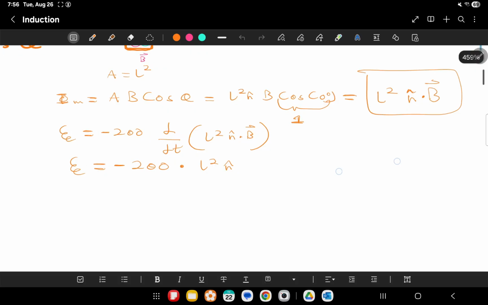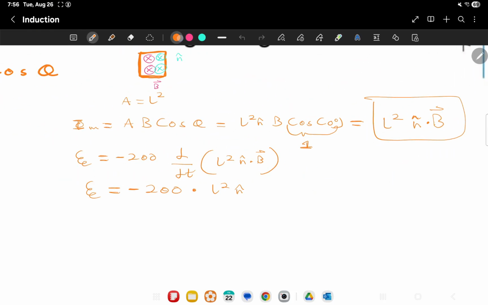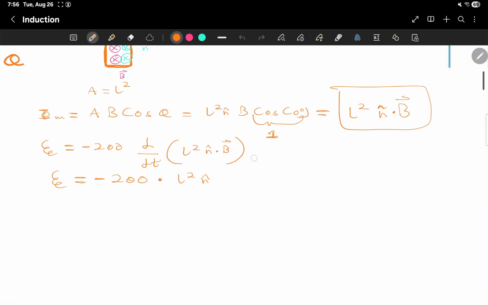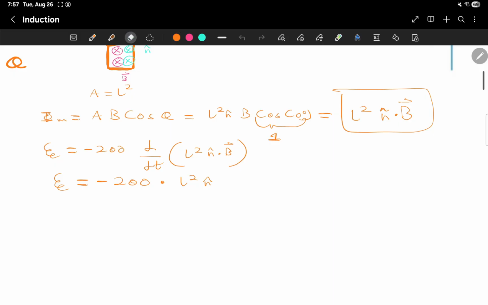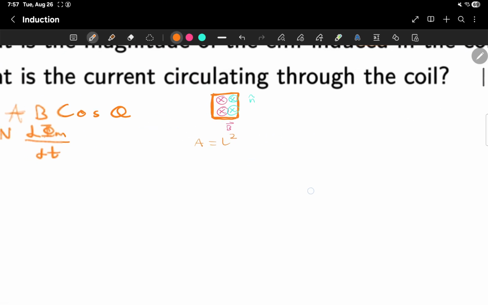So hold on, I've made a mistake. The equation for the, let me erase all this. I need to explain to you something specific that I forgot to explain.